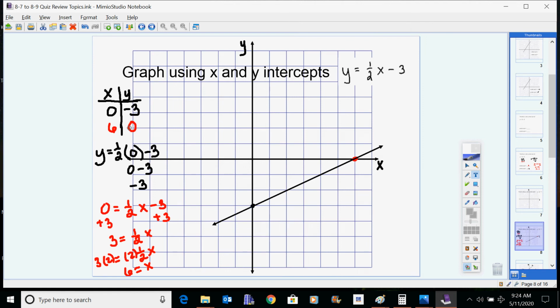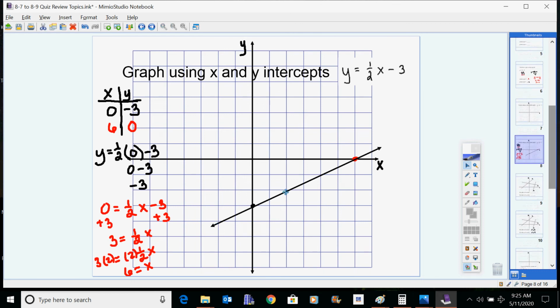Your x-intercept is found by plugging a 0 in for the y. So here's a 0, and when you solve for this, you add 3 to both sides, and then multiply both sides by 2, and we get x equals 6. There is our x-intercept. So you graph your y-intercept and your x-intercept. They would be graphed separately. And then after you graph your y-intercept and your x-intercept, you draw a line between them, and that would be your graph using the x and y intercepts. It's not a complete graph until you've actually made the line that connects them. All right?